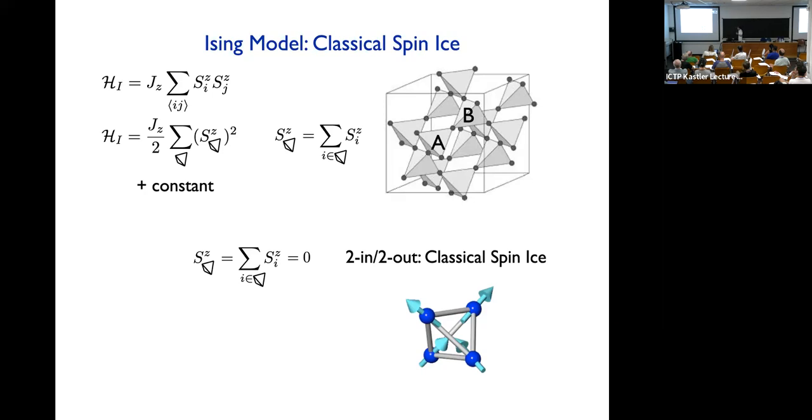Now, by the time you write it this way, it's clear what the ground state is. The ground state is given by all the spin configurations where the cluster sum is zero. And this defines the manifold of two-in, two-out configurations. This is the famous ice manifold.